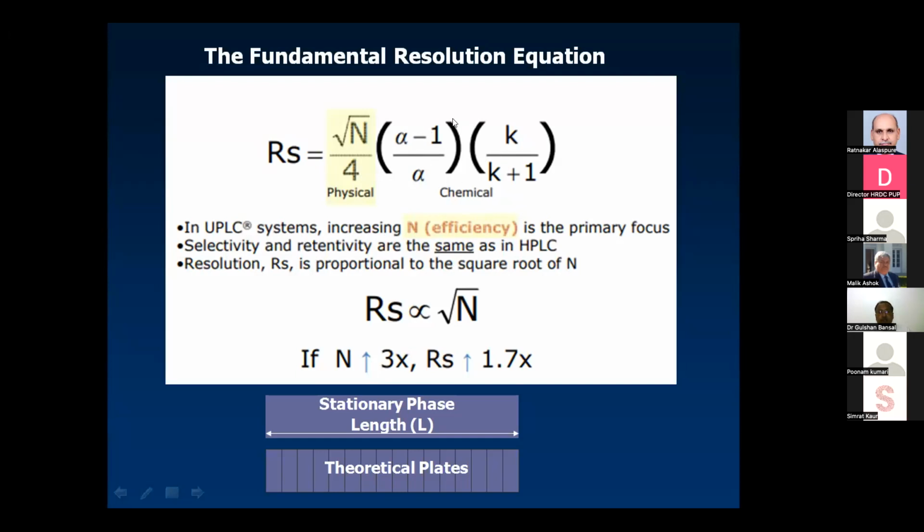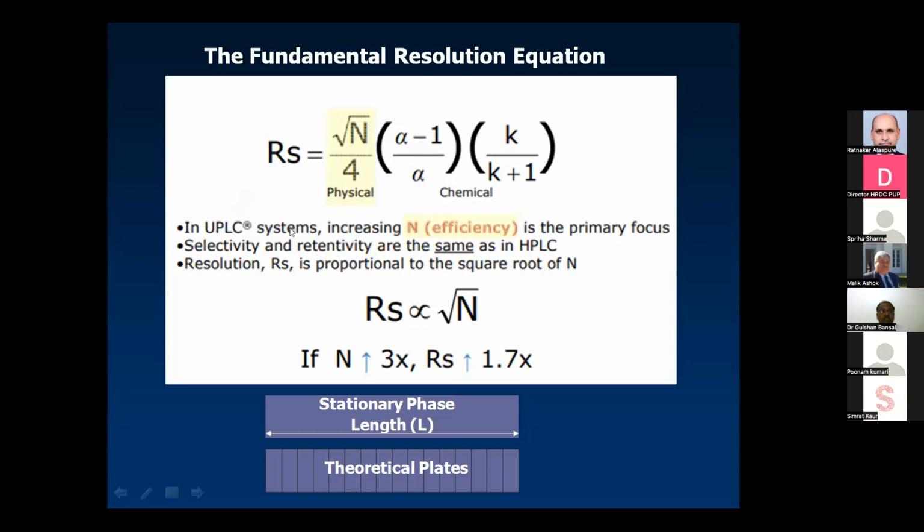So these two components are the chemical ones, because the selectivity and capacity factor of any analyte depend upon the chemical interactions between the mobile phase and your analyte. And there's only one physical factor, that is N, which is related to the stationary phase. So if we control this, we can control the resolution. So resolution is directly proportional to the number of theoretical plates.